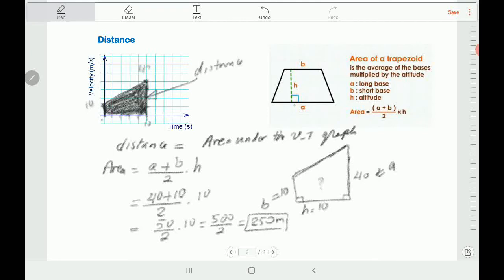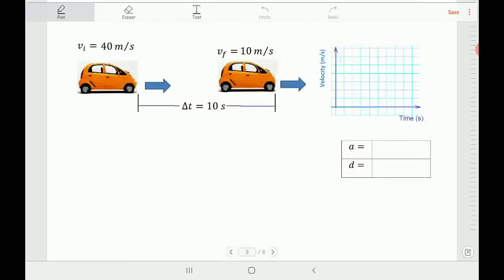So we solved the problem. So now we know how to calculate the acceleration and the distance. The acceleration is equal to the change of the velocity over time, and distance is equal to the area under the velocity time curve. Okay, let's take another case. It will be easy for you now to solve this one.